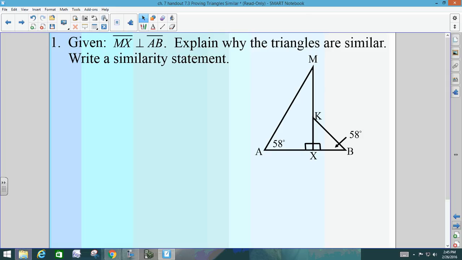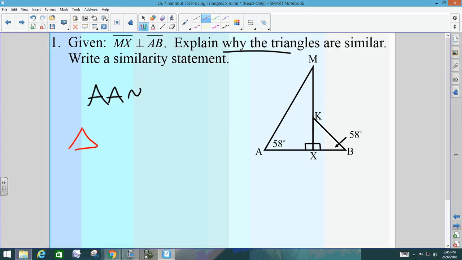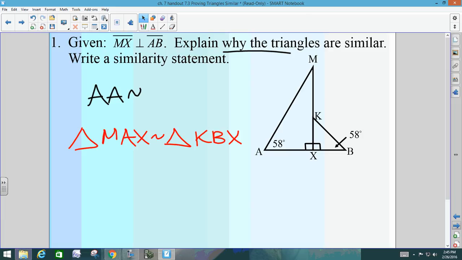You got to give me one of those 3 ways. Okay, angle, angle, similarity. And that's what you would write down. Angle, angle, similarity. Then it also says give your similarity statement. So triangle MAX is similar to what? KBX, right? MAX would be similar to KBX. You either have to have two pairs of congruent angles, all three sides have to be proportional, or two sides and an angle.